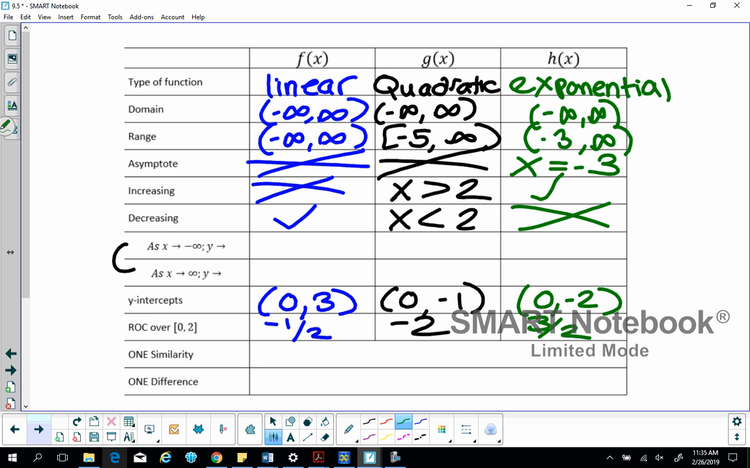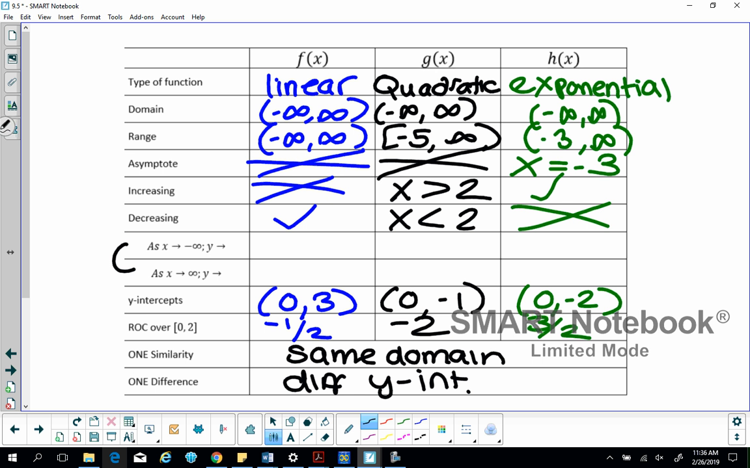What similarity do they all three have? Same domain. And what's a difference? There's a million differences, but name one. Yeah, they all have different ranges. What else? Different y-intercepts. Only one has an asymptote. So you can write whatever you want. I'm going to write different y-intercepts. They all have different y-intercepts.